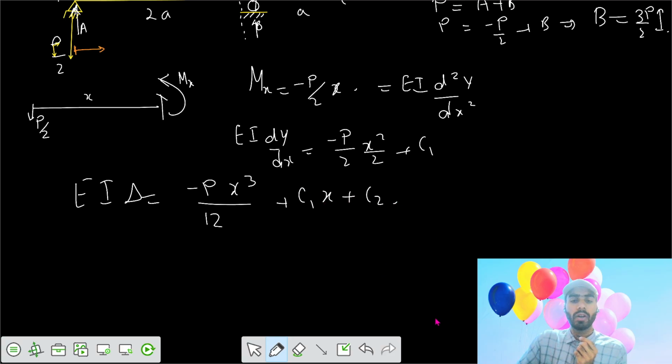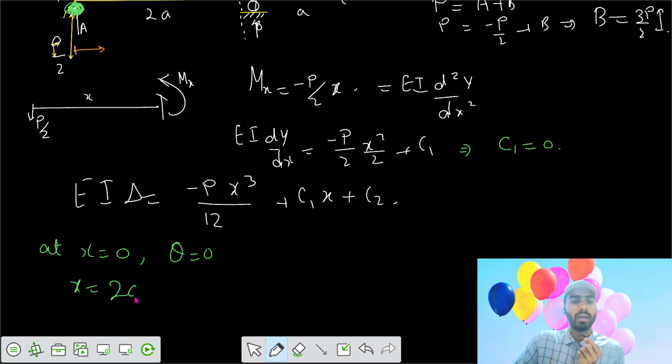Now, let's apply the boundary conditions. We know that at x equals 0, we have that support. So at x equals 0, your theta is 0, that means your C1 is also 0. Similarly, at x equals 0, we have deflection also 0, then we have the value that C2 is also 0.